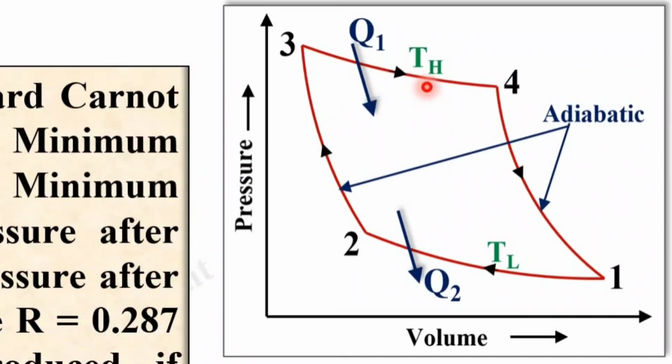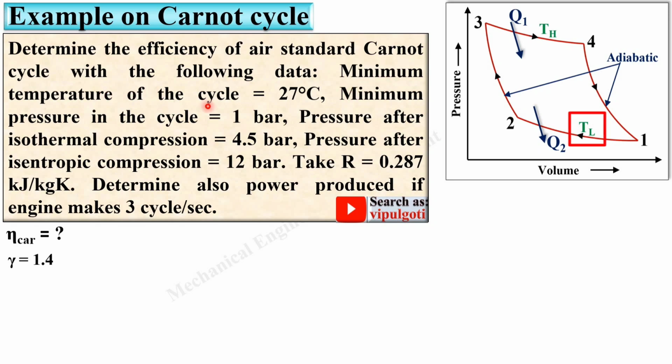So in this diagram you can see this Carnot cycle has two temperature limits. One is the lower temperature limit and the second one is the higher temperature limit. Here it is given to you the minimum temperature, that means this temperature TL, low temperature. So indirectly you can see it is a common temperature at state 1 and at state 2. So I can write over here TL is equal to T1 is equal to 27 degrees Celsius. That is exactly equal to T2 also. So you can write T1 is equal to T2 is equal to 27 degrees Celsius.